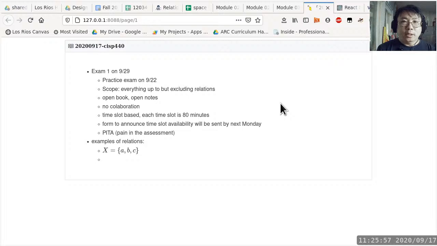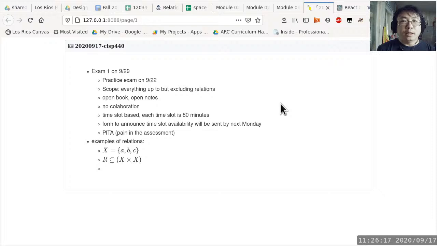So now we can define R. R has to be a subset, subset EQ, of X times X, which is the Cartesian product of X and itself. But that's the only restriction on what R can be.